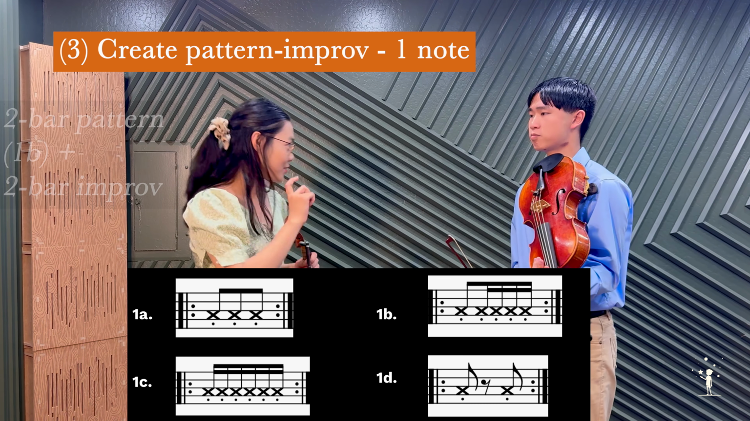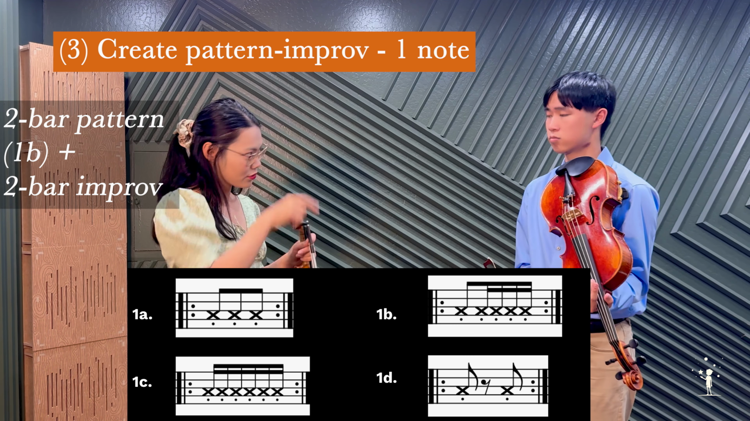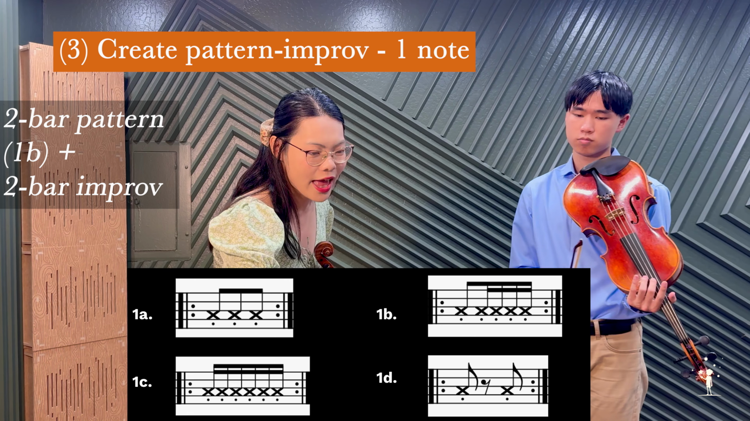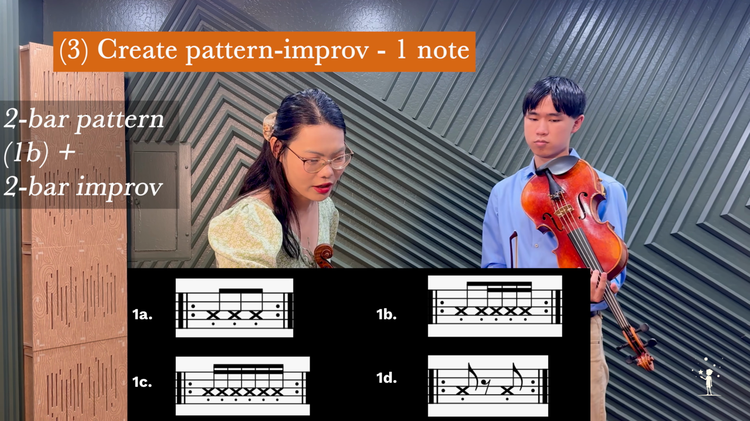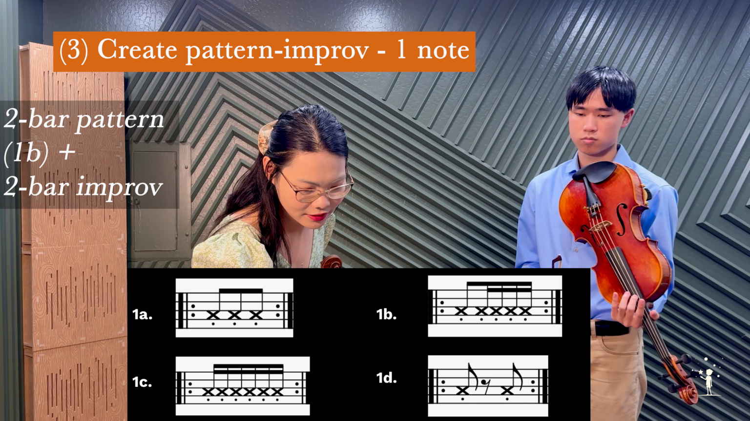Okay, so here's what you're going to do. You're going to do 1B for 2 bars. So you're going to do it twice. And then the next 2 bars, you can select any of the patterns that we have here. Okay.